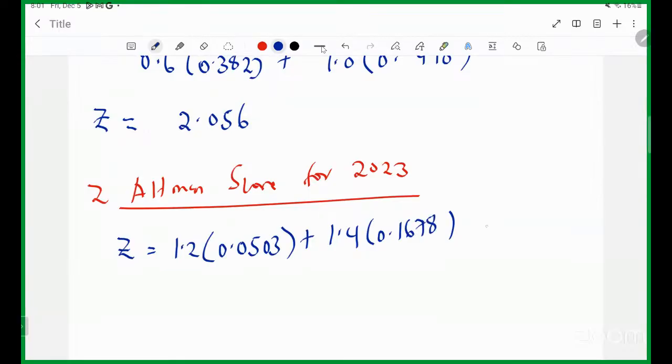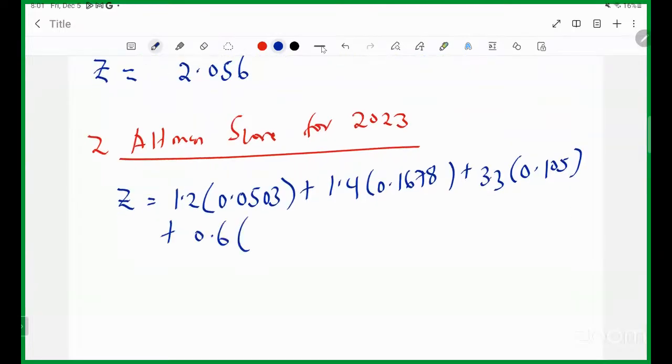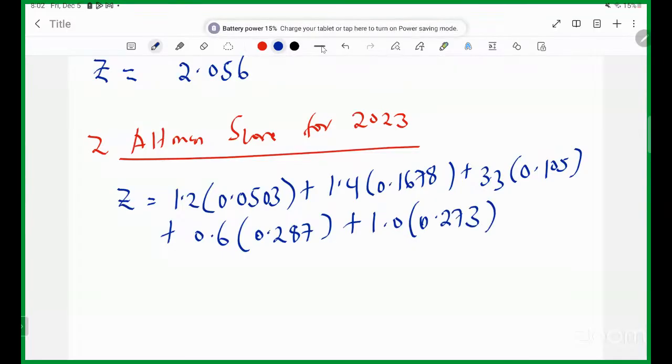0.1678 plus 3.3 into, I think this was 0.105. 0.105 plus 0.6 into 0.2869. 0.27 plus 0.28. Okay, small round-off difference. What about here in 1? Into 1 we had 0.273. Excellent. Thank you so much.